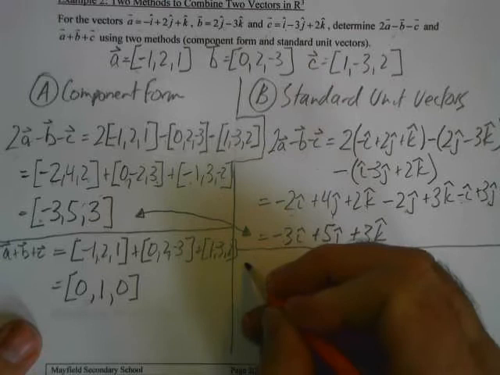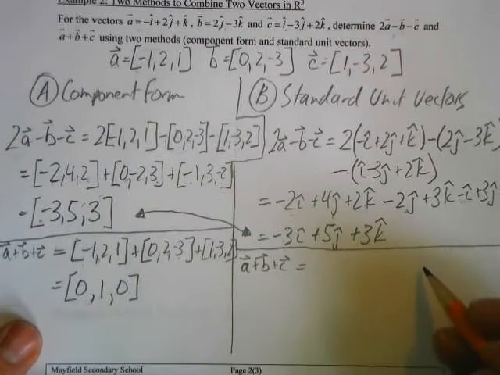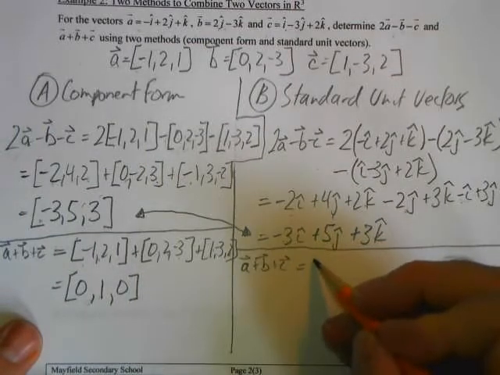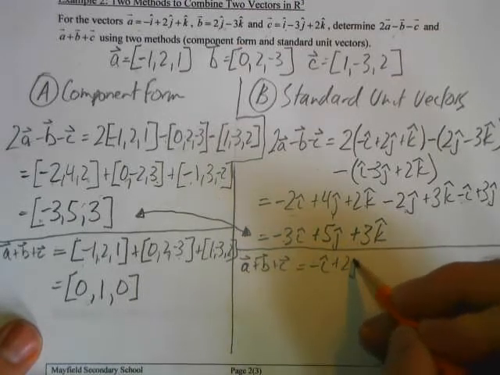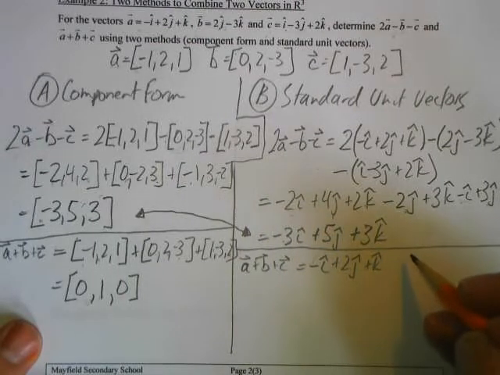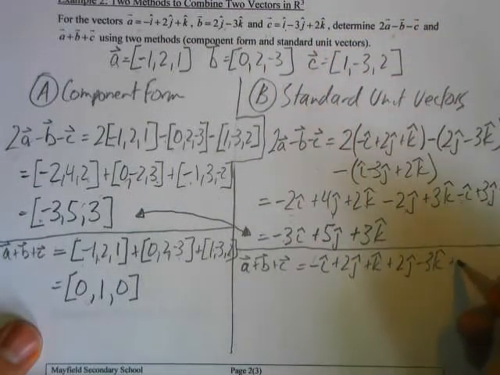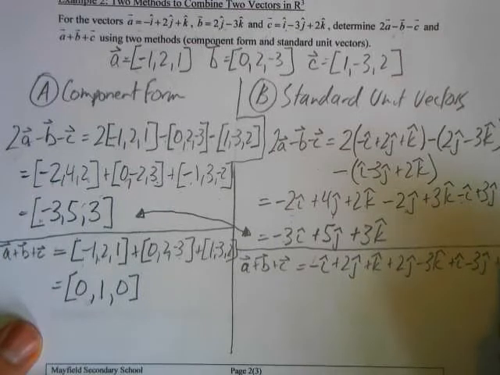So this is vector A plus vector B plus vector C. So that will be negative i hat plus 2j hat plus k hat. So that's your vector A. And then vector B is 2j hat minus 3k hat. And then vector C is plus i hat minus 3j hat plus 2k hat.